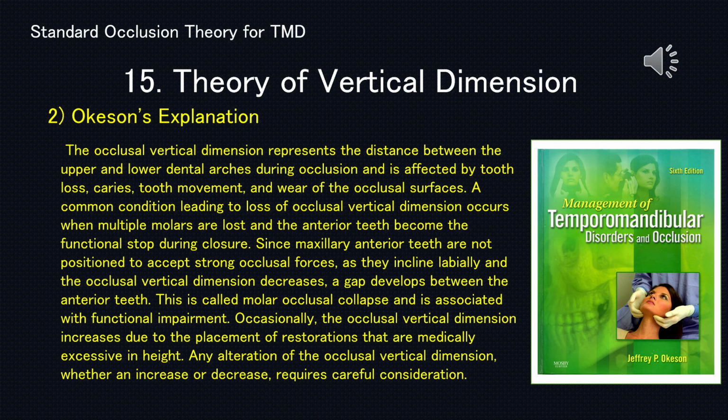Since maxillary anterior teeth are not positioned to accept strong occlusal forces, as they incline labially and the occlusal vertical dimension decreases, a gap develops between the anterior teeth. This is called molar occlusal collapse and is associated with functional impairment. Occasionally, the occlusal vertical dimension increases due to the placement of restorations that are medically excessive in height. Any alteration of the occlusal vertical dimension, whether an increase or decrease, requires careful consideration.